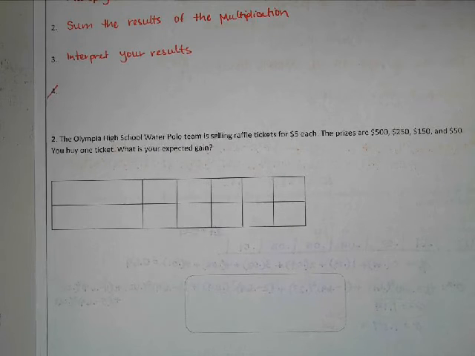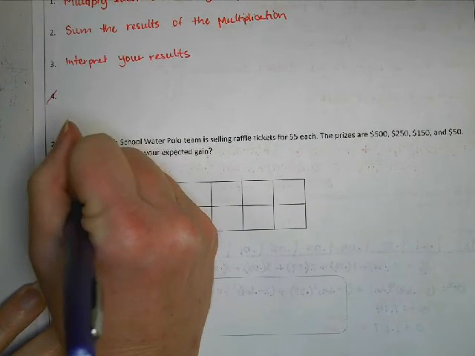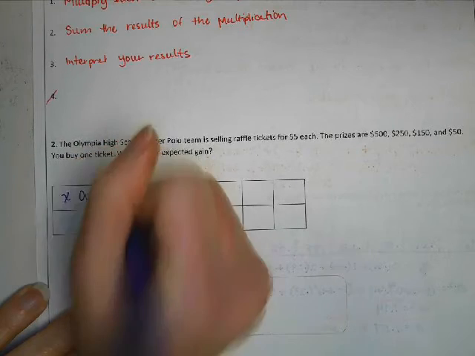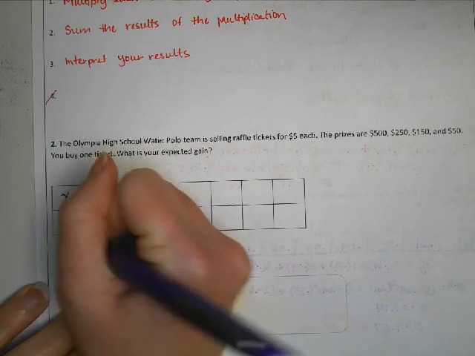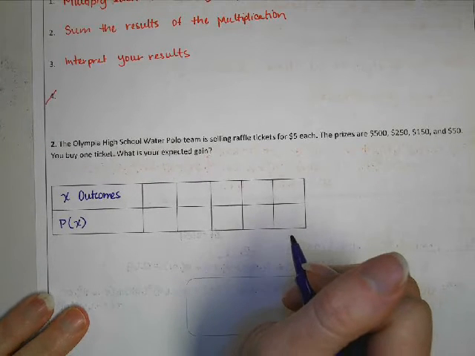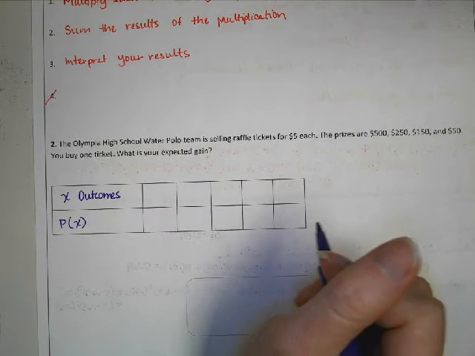All right, so we need our outcomes, and then we're going to need our probabilities. And I just realized it didn't say how many tickets were sold, so I'll tell you in just a second. But let's talk about our outcomes first.